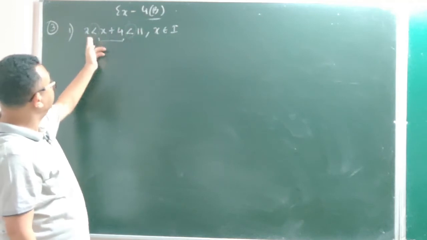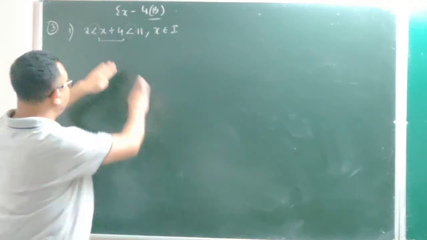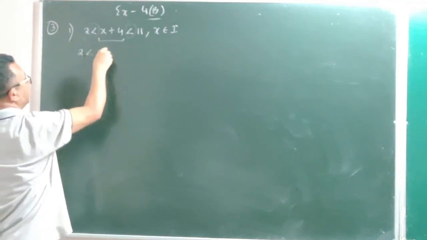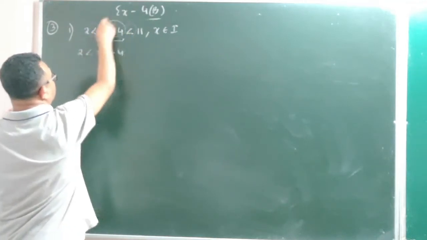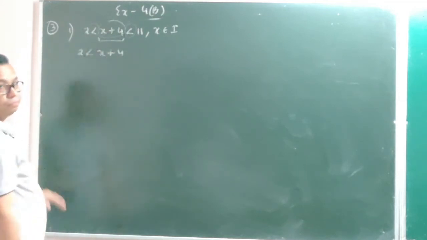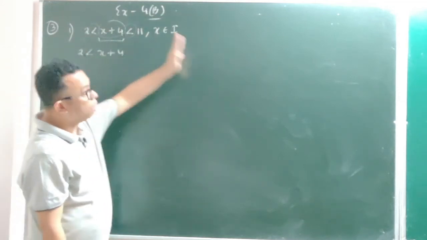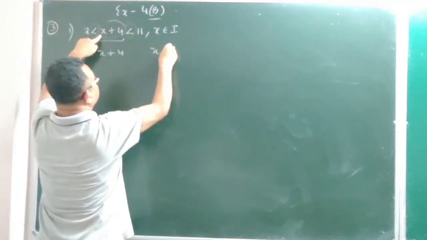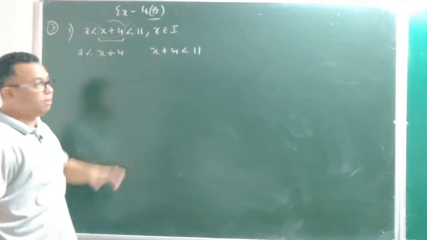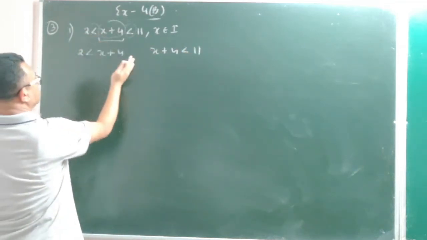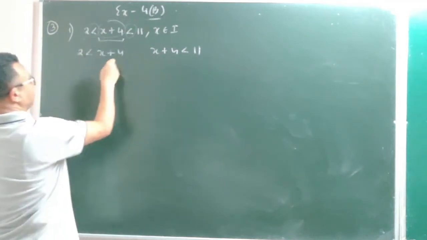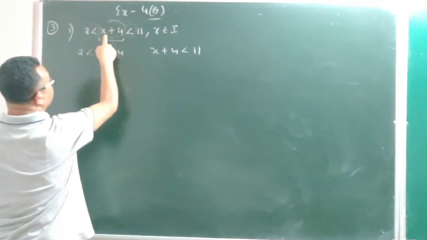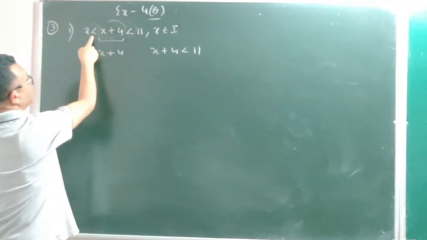This x plus 4 is in the middle of the two inequation signs. Now I am going to divide it into two parts, starting with the first: minus 2 less than x plus 4. This middle one I am writing on this side. So this is one part. Now one more inequation I have to write, again starting with the middle one: x plus 4 less than 11. So now you can see I divided this into two inequations, and in both of them I took the middle one, x plus 4, on this side: x plus 4 less than 11, and minus 2 less than x plus 4.